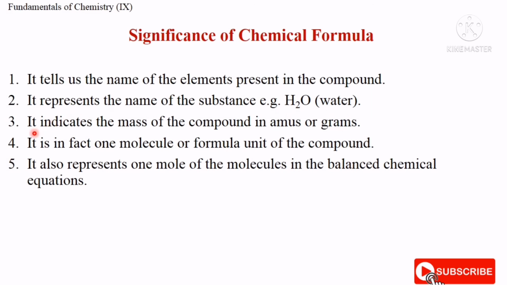And number 3 point, that is the chemical formula indicates the mass of the compound in AMU or grams, and the chemical formula is in fact one molecule or formula unit of the compound. In case of covalent compound, it is a molecule. Otherwise, in case of ionic compound, the chemical formula is a formula unit for the compound. And the last point of the significance of chemical formula is chemical formula represents 1 mole of the molecules in a balanced chemical equation.